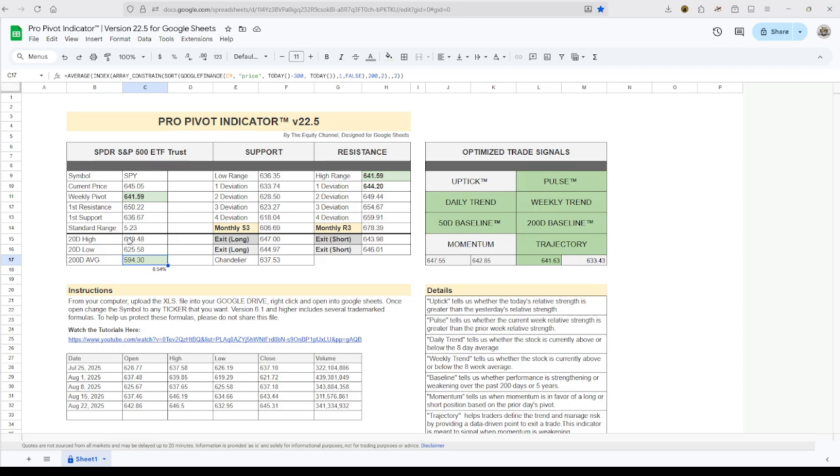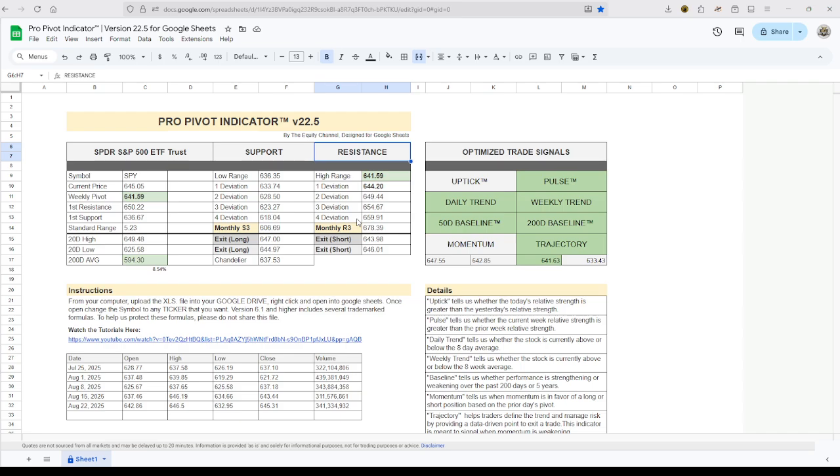Now, let's talk about the support and resistance levels and standard deviations and everything else that you see on this side of the sheet, and how they now can work with these elements here, how they correlate with these elements, but also how you can use these as ways to understand what you're trading. All right, let's go.